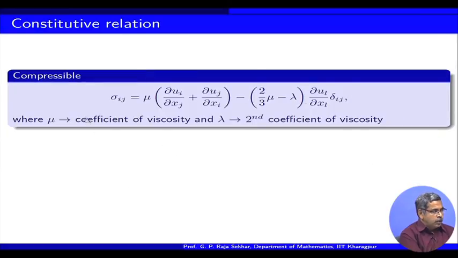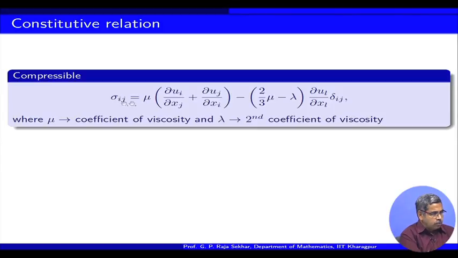Okay. So, again a constitutive relation is proposed, this is popularly known as the constitutive relation. What is that? The corresponding strain tensor sigma i j is related to the velocities as follows. So, this is the first coefficient of viscosity, typically we call it the dynamic coefficient of viscosity, and this is the second coefficient of viscosity.